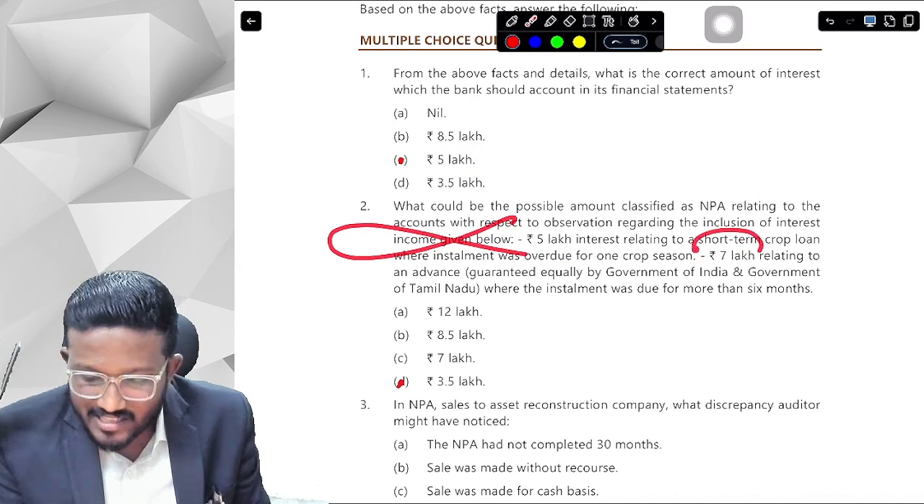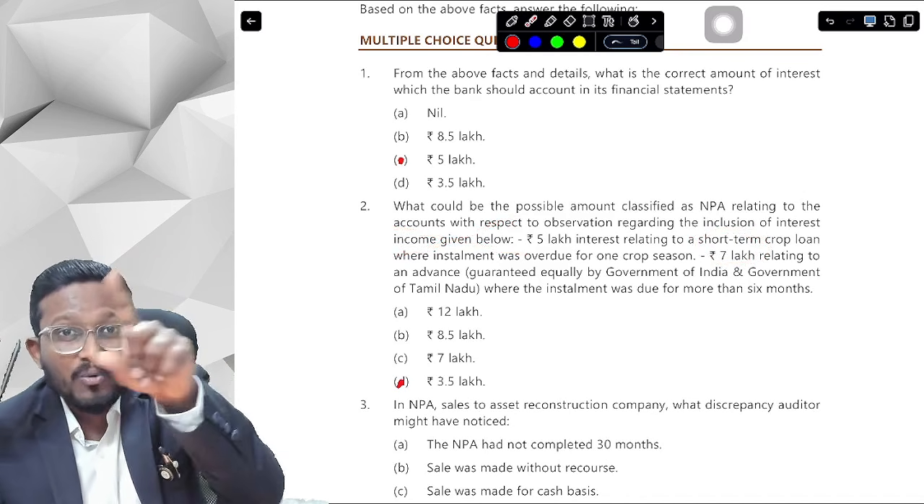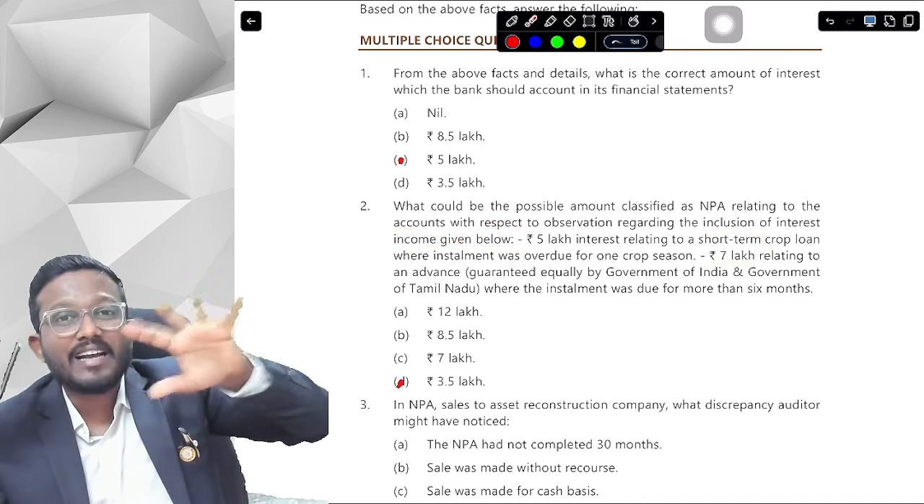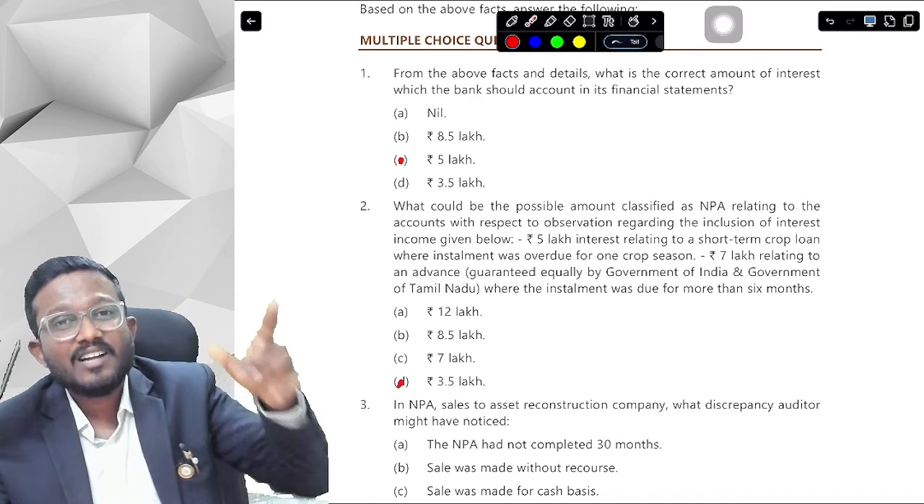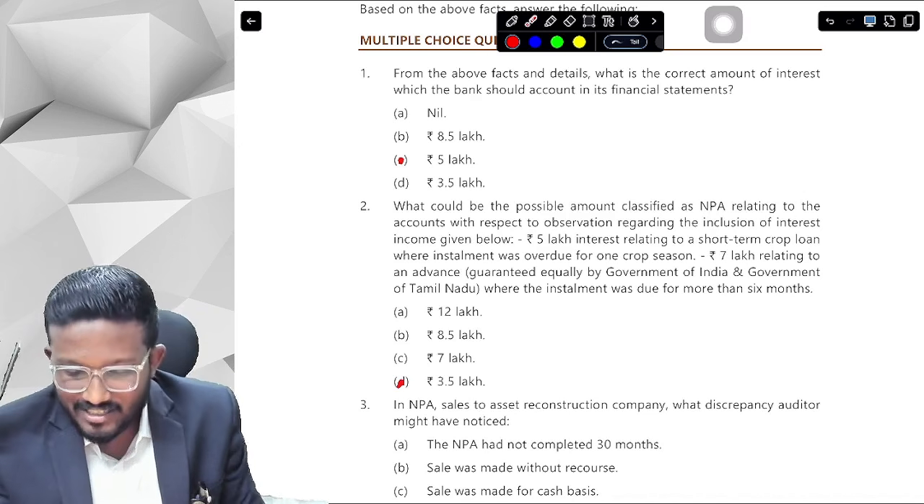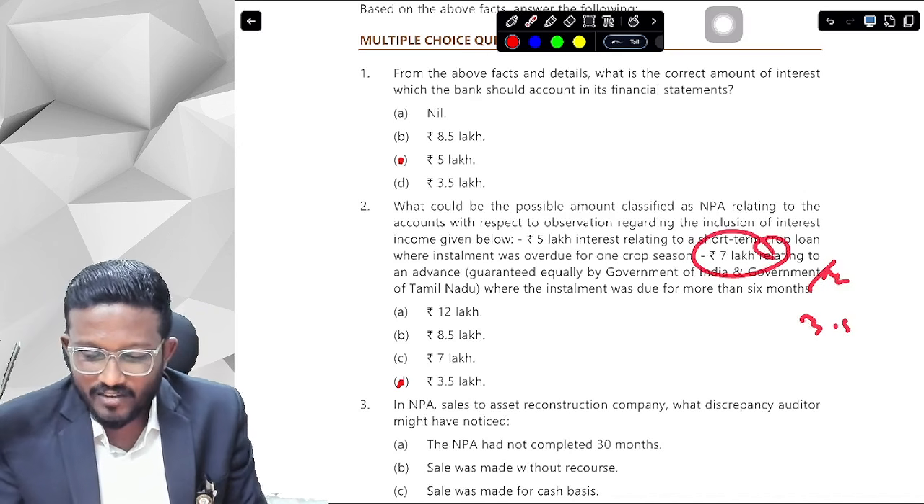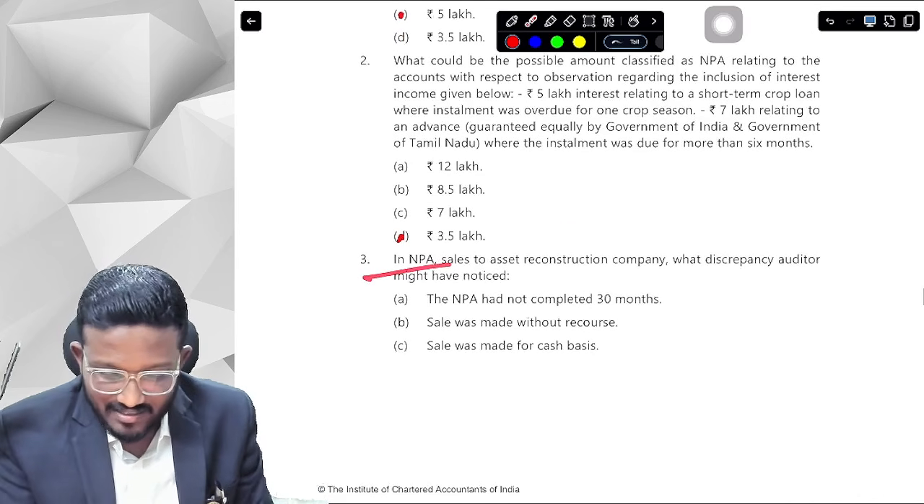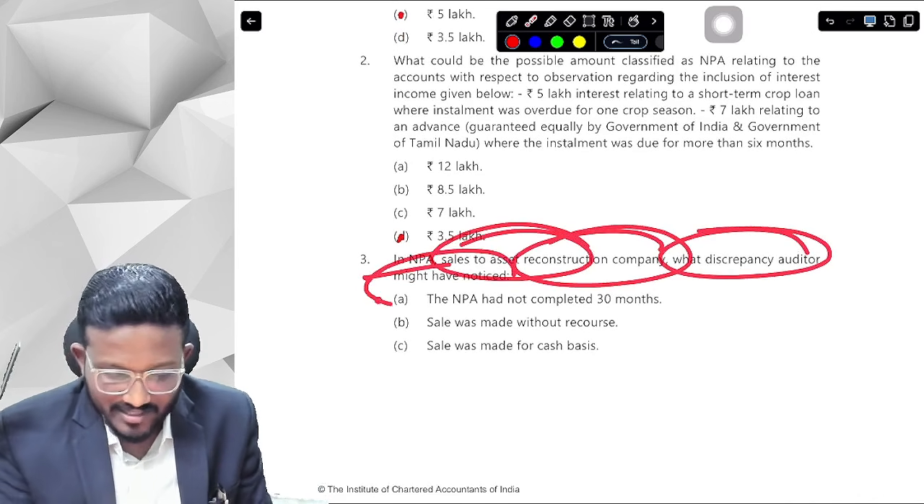No sir. Next is 7 lakh, but 7 lakh is equally guaranteed by the central government and the state government, and for classification purposes we do not count the central government guaranteed advances. So we will count the state government guaranteed advances. So 7 divided by 2 will be 3.5. So 3.5 will be classified as NPA. Okay, yes sir.